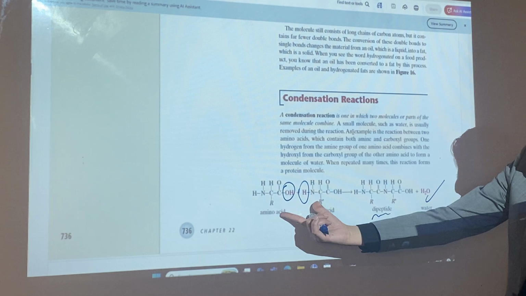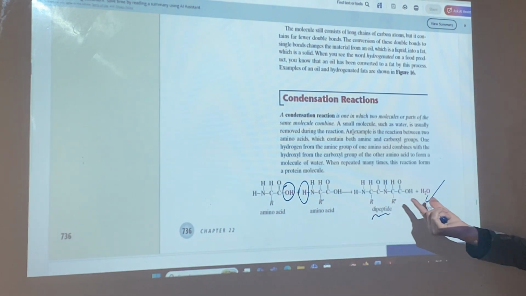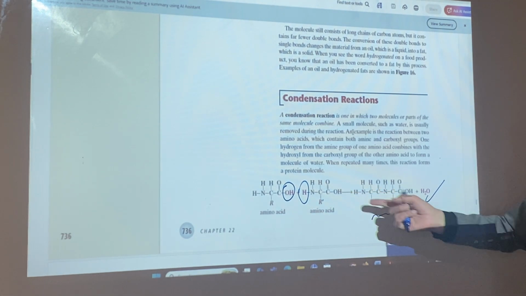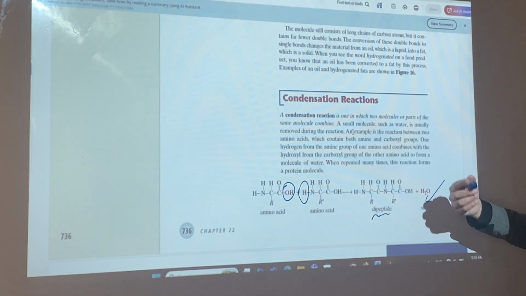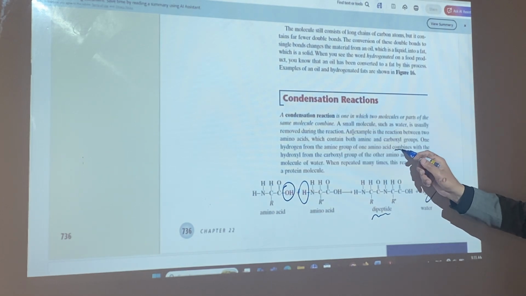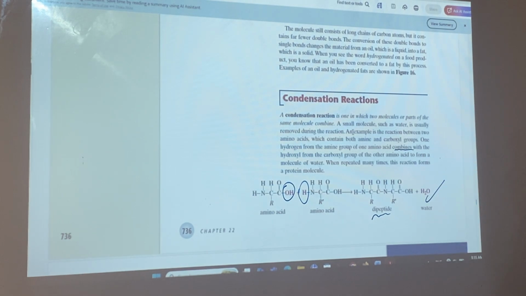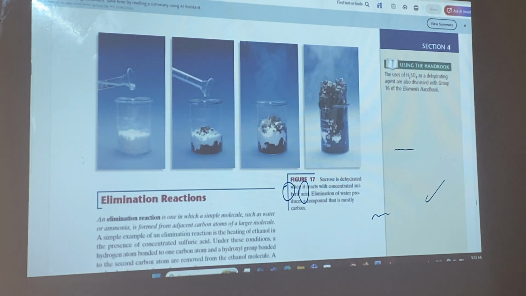That means we have two molecules combined producing a big molecule with water. We have here a condensation reaction. The condensation reaction of amino acids produces a dipeptide, and when this reaction continues, the product will be a protein. The protein will be produced from this reaction. This is another type of reaction called condensation reaction. That means a condensation reaction occurs between two small molecules and produces a big molecule.